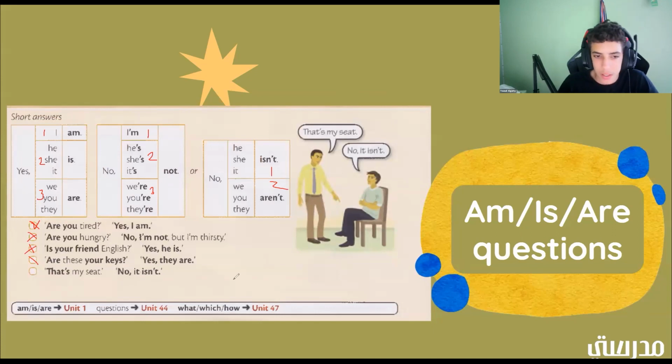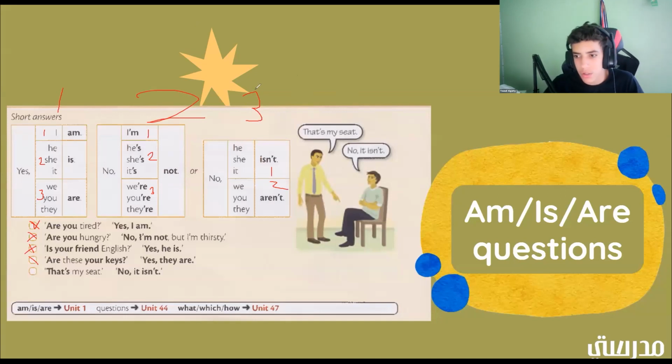And then for this last one, that's my seat. And then we have, no, it isn't. Okay. So that's my seat is the statement. It's not really a question. It's the statement. And then this is the answer. No, it isn't. So we have 1, 2, 3. Okay. Which group would no, it isn't go in? Like of the big groups, not the small ones. So no, it isn't would actually go into this third one here. Okay. So this group of groups would be no, it isn't.